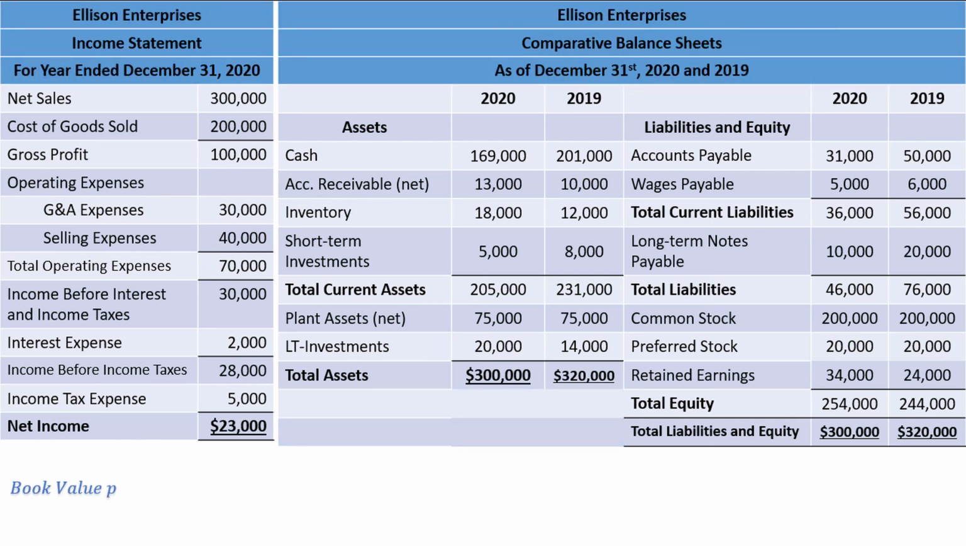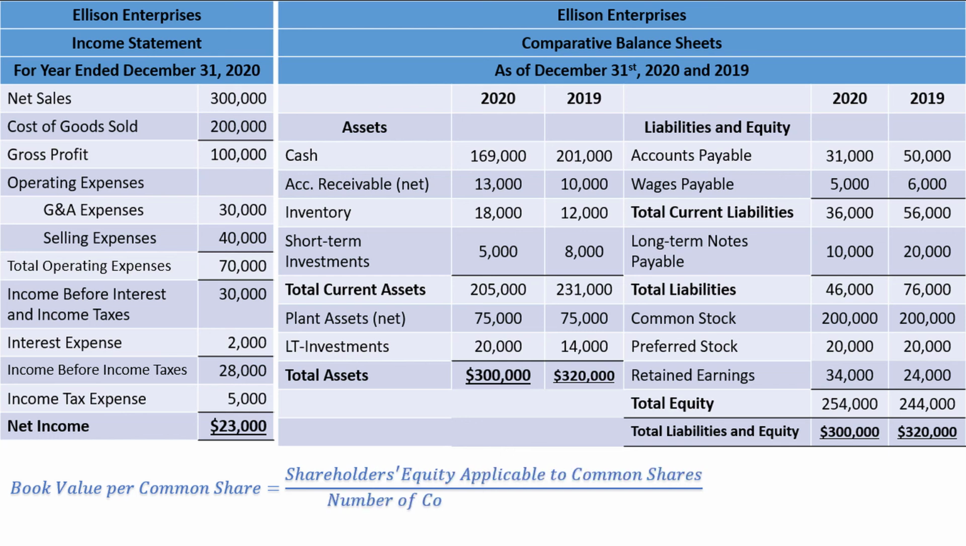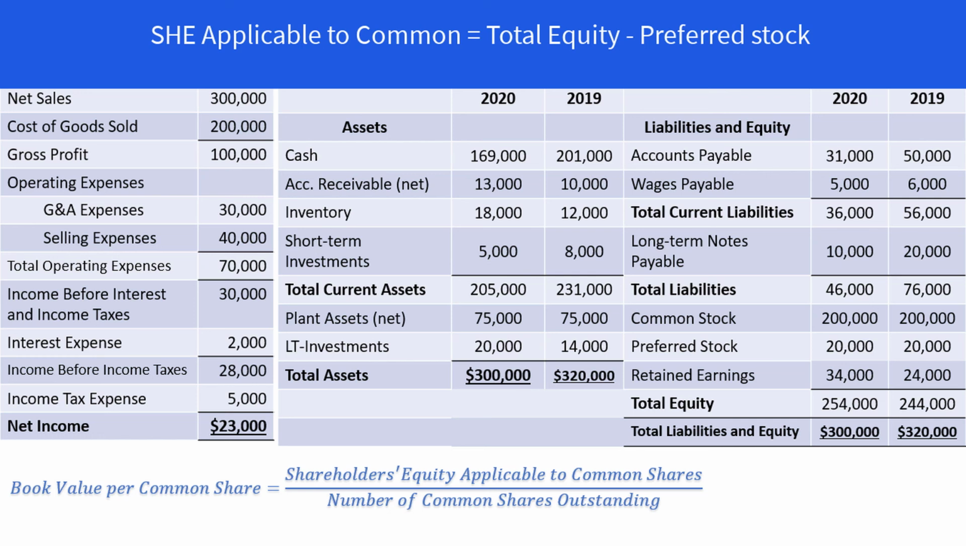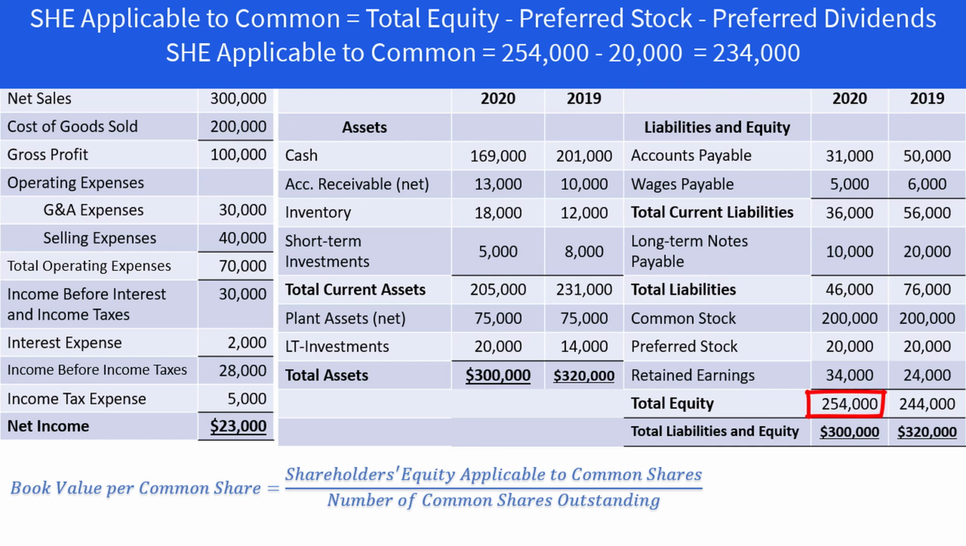Next, we have the book value per common share, which is equal to shareholders' equity applicable to common shares divided by the number of common shares outstanding. To find the shareholders' equity applicable to common shares, we must take the total shareholders' equity and subtract the preferred stock. For our example, we have $254,000 minus $20,000, which is equal to $234,000 of stockholders' equity applicable to common shares. If you had preferred dividends in arrears, you would need to subtract those too. We can then take this value and divide by the number of shares outstanding.